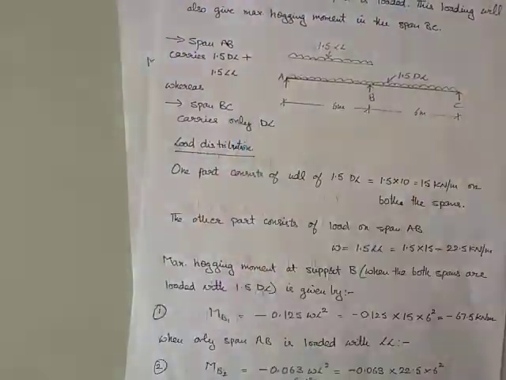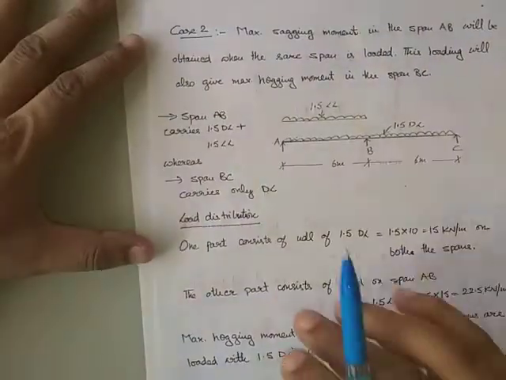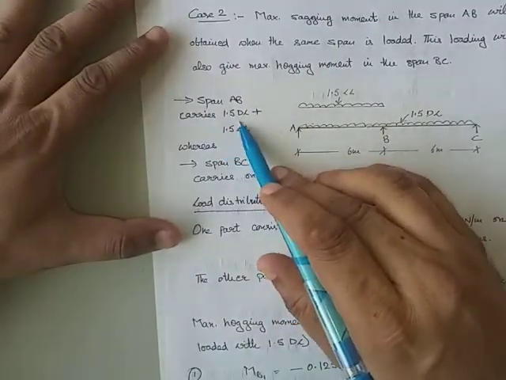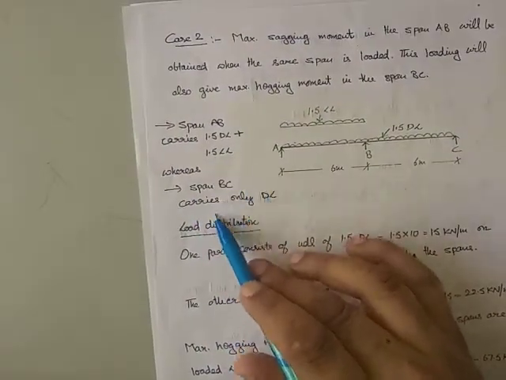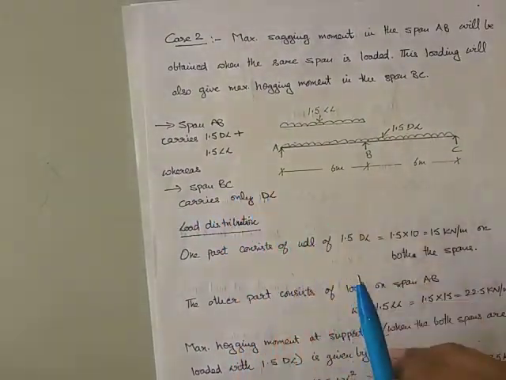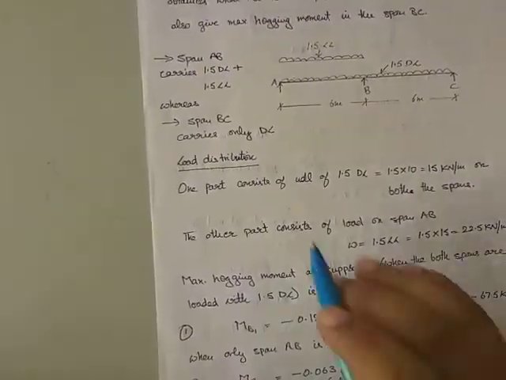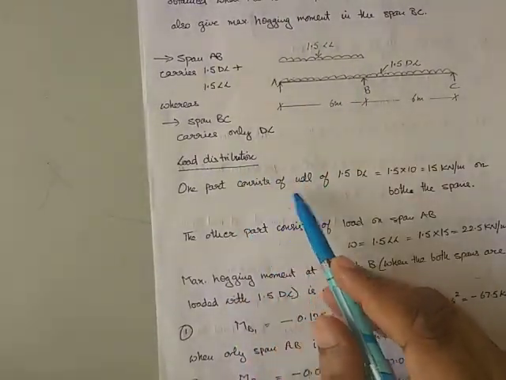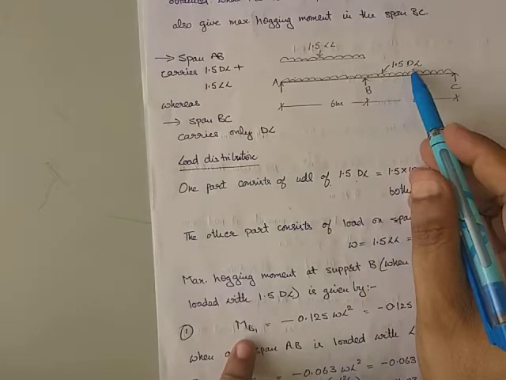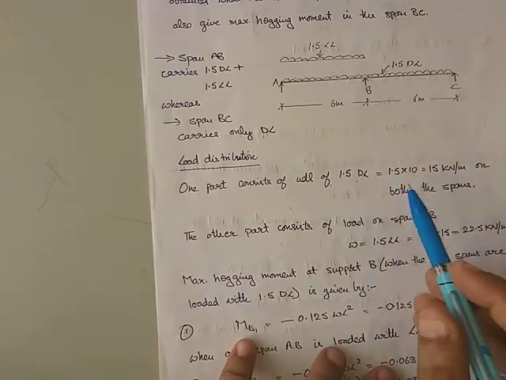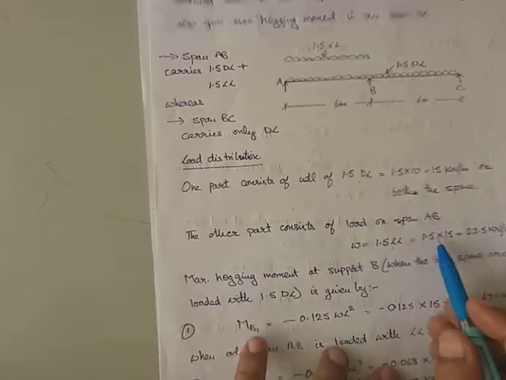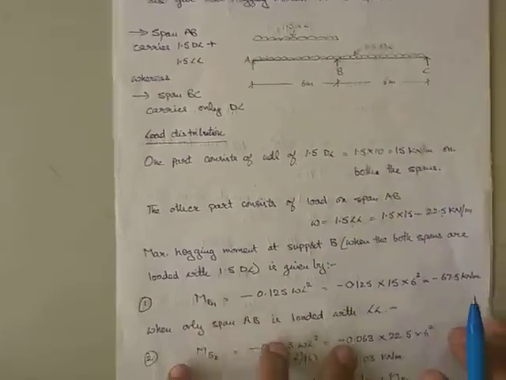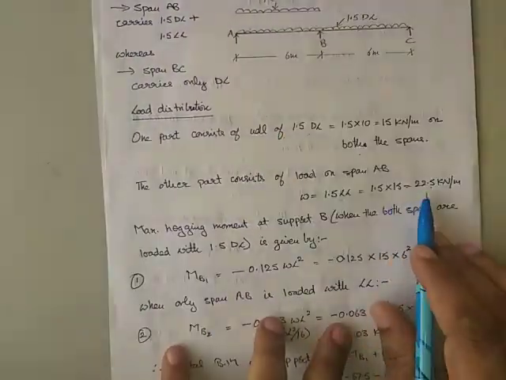This is clarified by this content. It says span AB carries 1.5 dead load plus 1.5 live load, whereas span BC carries only the dead load, that is 1.5 dead load. So the load distribution has been done. One part consists of the UDL of 1.5 dead load, 15 kN on both the spans, and 22.5 kN only on the span AB, that is the live load.